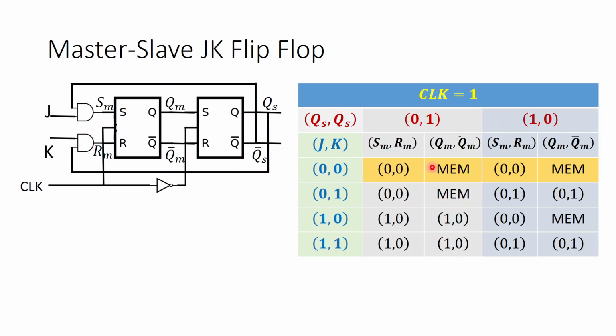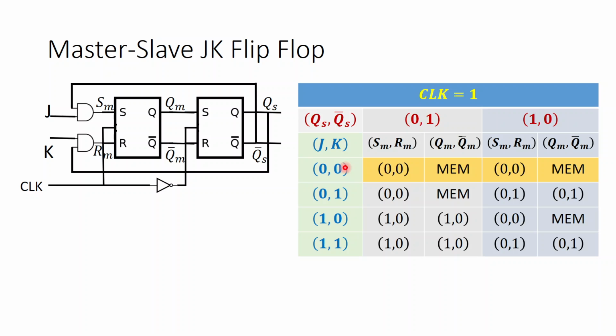Your thought is that this memory is basically this 0 1, because QM bar being 0 1 would have given QS bar 0 1. So now I am saying that QM bar remains memory. That means it was 0 1 and it remains 0 1. Okay, so you must understand this. Here QM bar was 1 0 and now it remains 1 0.